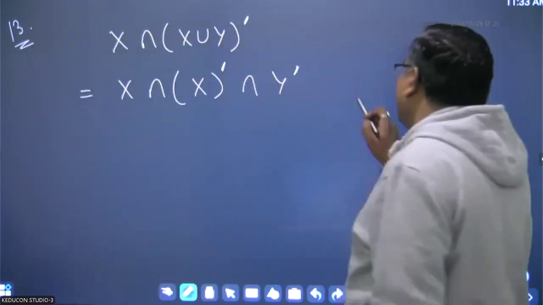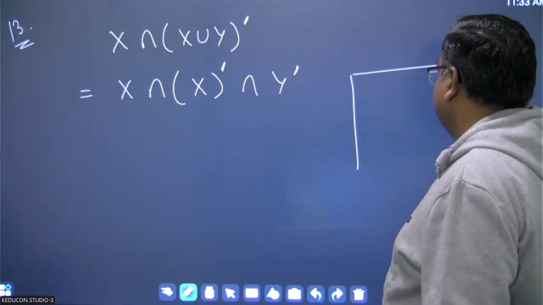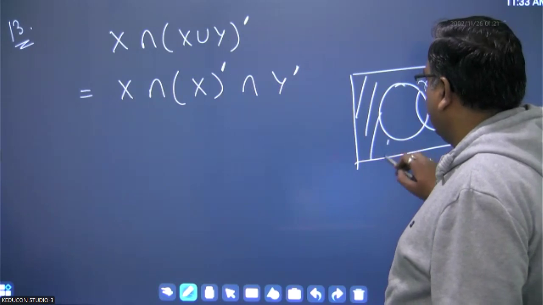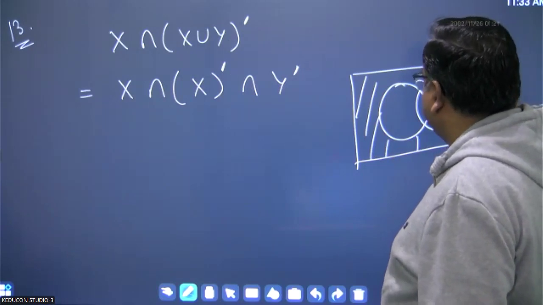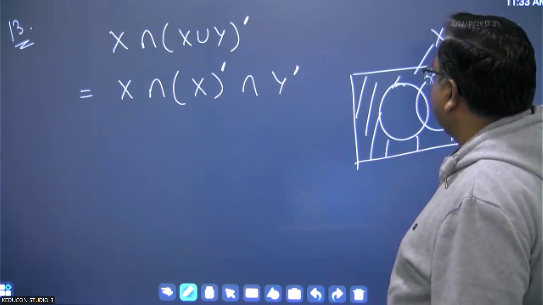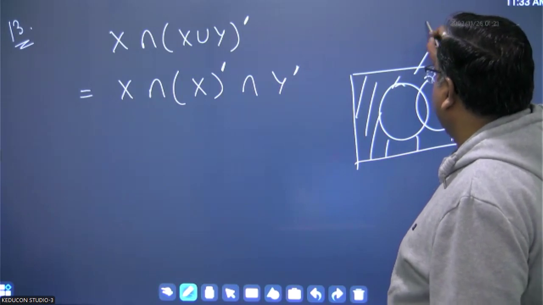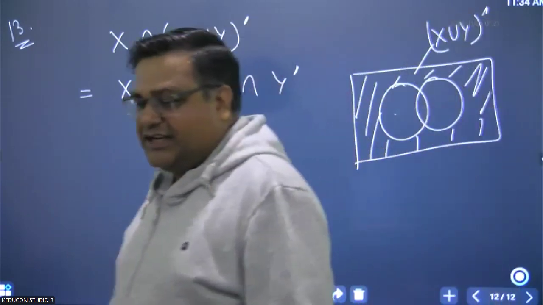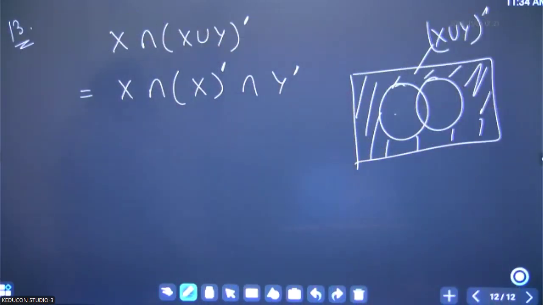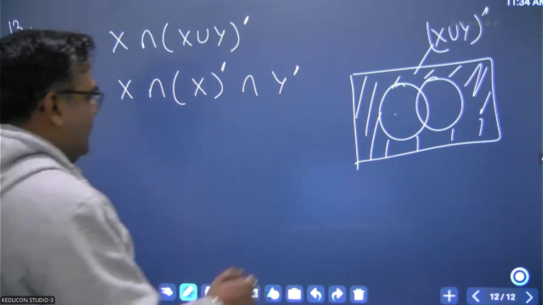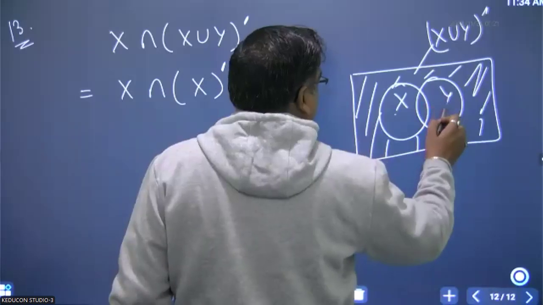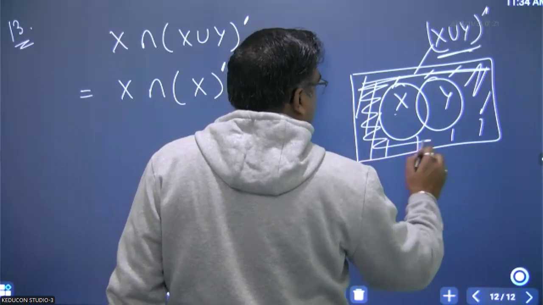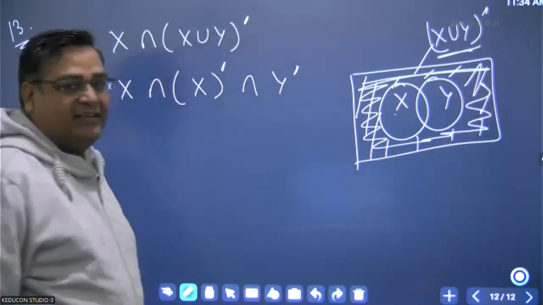Another way, students, you can do by the Venn diagram. This entire part is X union Y, and this is X. What is the intersection of both? This is X, this is Y. This entire part is X intersection X union Y complement.